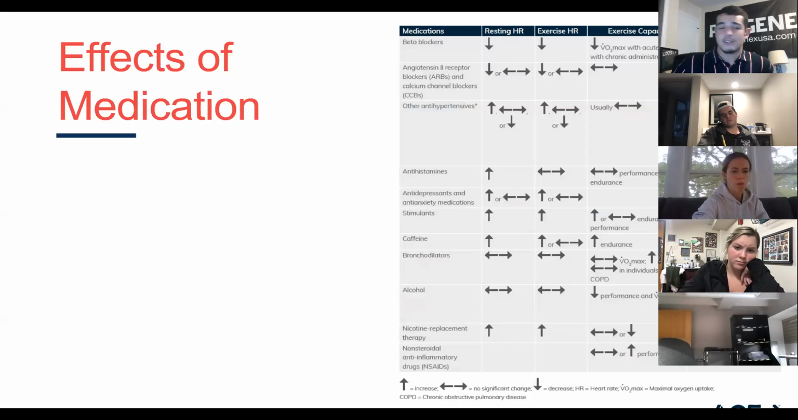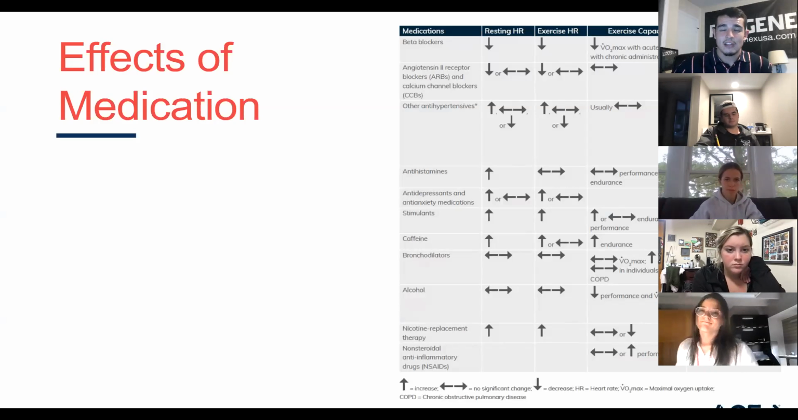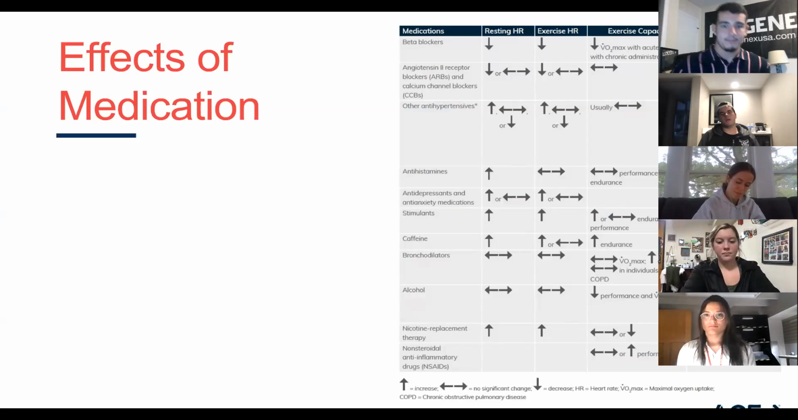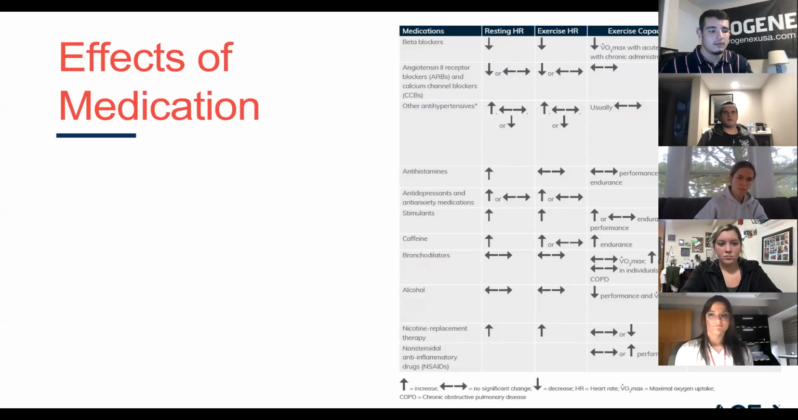Okay, so this is that worksheet I was talking about, and I believe this is available in ReggieNet. If not, this might be something to come back to occasionally and just take a look at, so you can see the effects on resting heart rate and exercise capacity with each type of medication. There are hundreds of thousands of prescription medications out there, but just knowing general categories would be helpful.